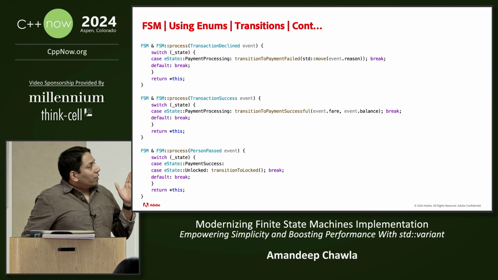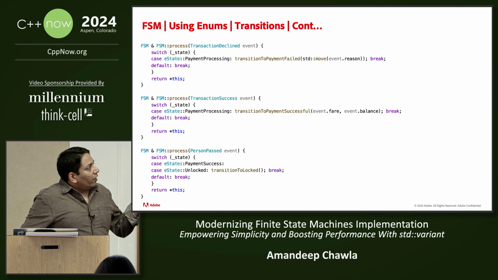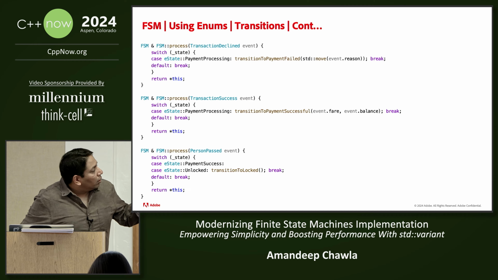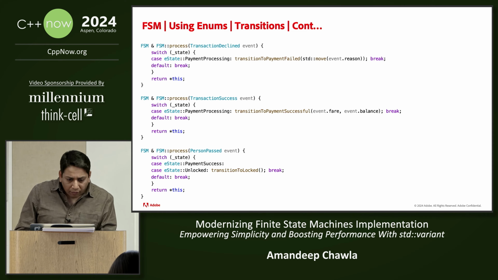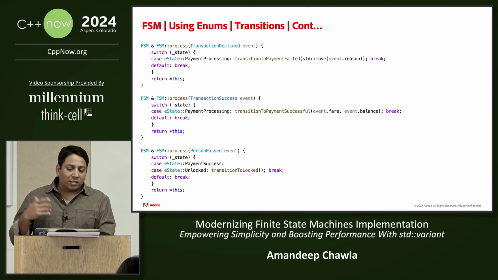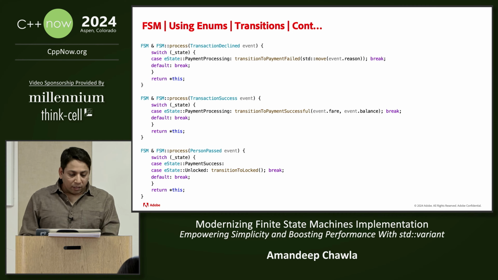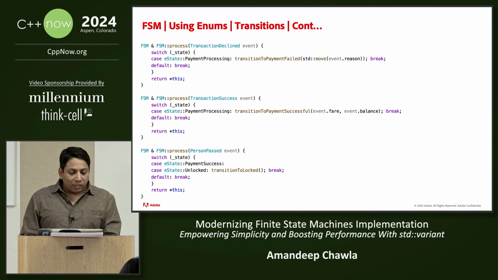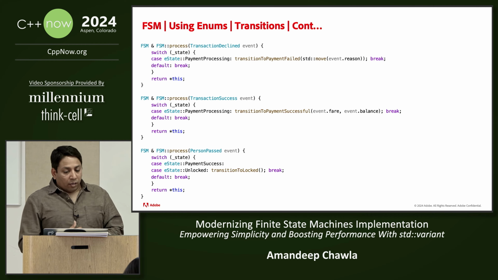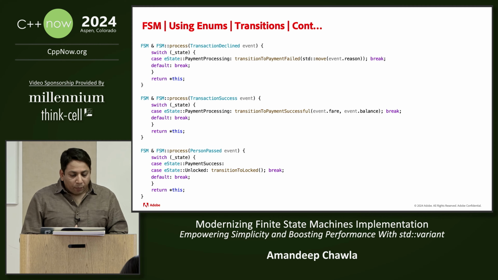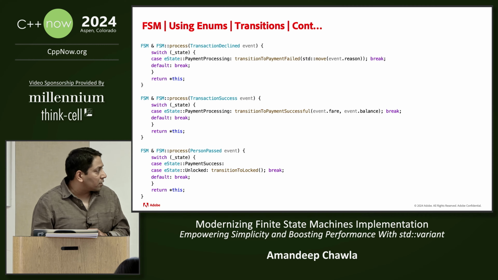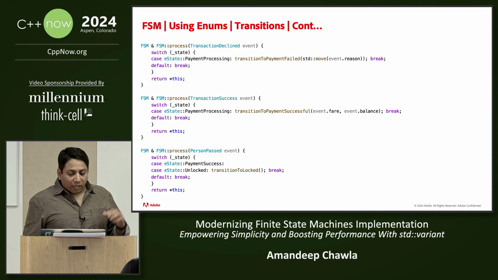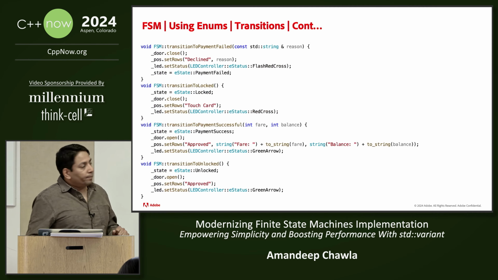Similarly, when we are doing transaction declined, it's the same way. We just move to the next state. We call transition to payment failed because that's the next state for transaction declined. And on transaction success, if we are in payment processing state, we call a function, transition to payment successful. And similarly, these whole functions are defined.